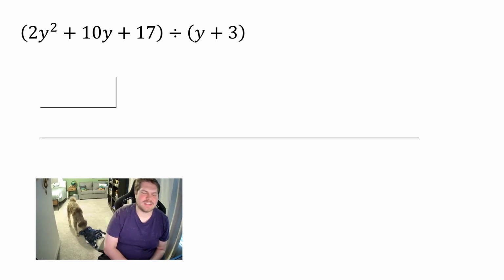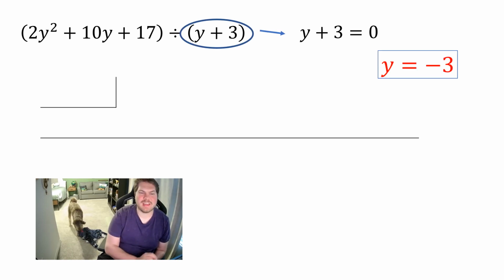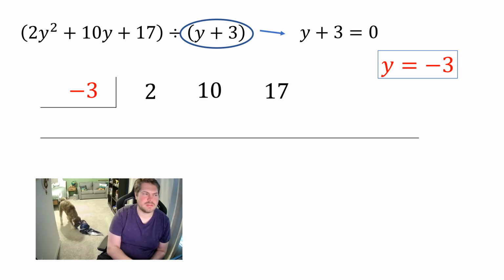All right, so we want to find out what makes x plus 3 equal 0, and it's going to be -3. So we're going to put that in the little box area, and then we are going to bring down all of our coefficients. So 2, 10, and 17. We always bring the first one down, and then we're going to multiply. So -3 times 2 is -6, and add.